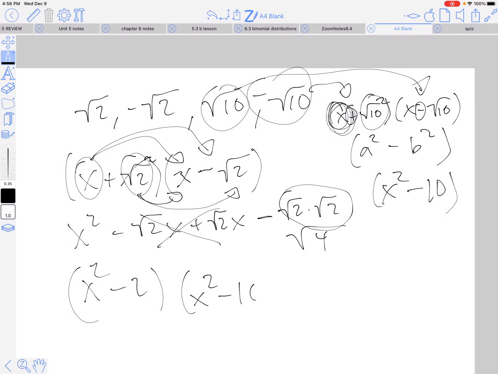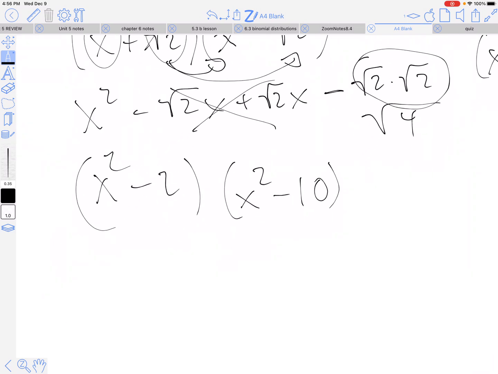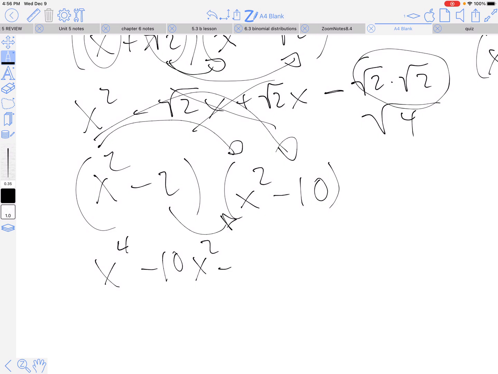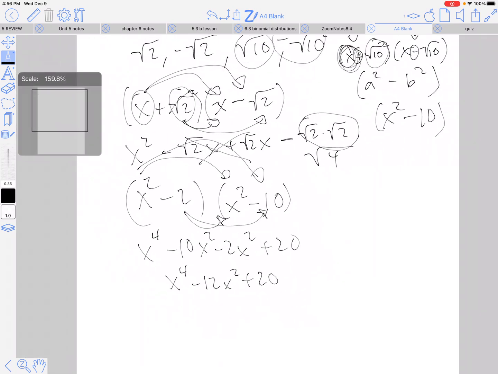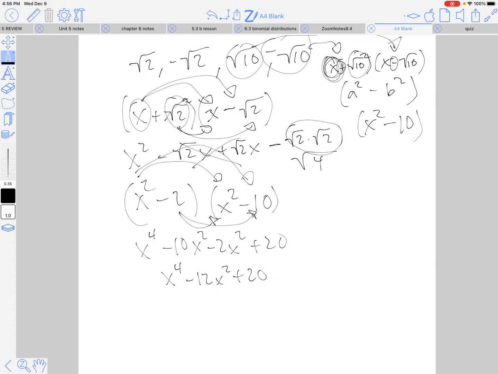So, I mean, I wanted to show you how to do it, but you can save a little bit of time. Okay, so we're creating a polynomial, so we're still not done. We just have two binomials here, so we've got to multiply those. And we're going to get x to the fourth minus 12x squared plus 20. Okay, so that's what you're going to do on 9, on 10, let's see, and then 15.